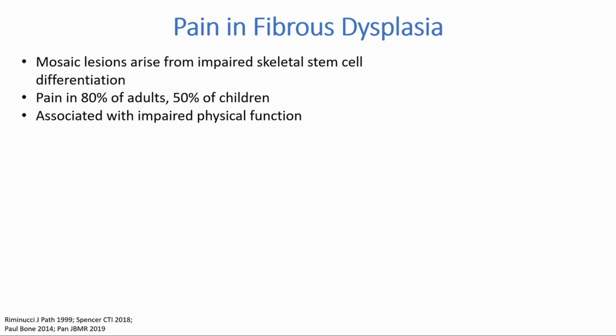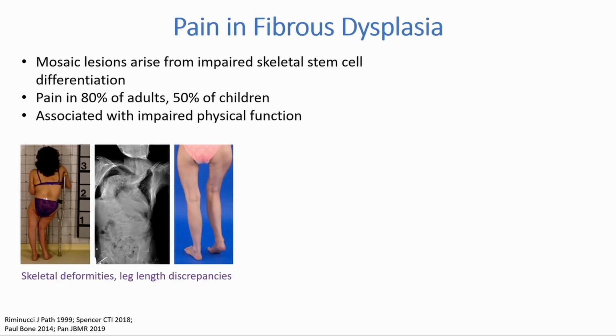Let's contrast that with another rare disorder. Fibrous dysplasia is a disease in which mosaic bone lesions develop because skeletal stem cell differentiation is impaired. They're not able to form a normal bone type. Pain is very common in FD, affecting up to 80% of adults and 50% of children, and is associated with impaired physical function. Similar to OI, pain in FD can be quite complex and arise due to a number of causes. Skeletal deformities, again, are quite common here. This can include scoliosis as well as leg length discrepancies, which can place extra stress on the joints in the longer leg.